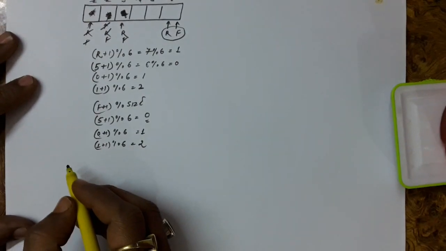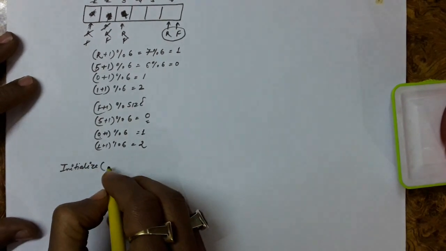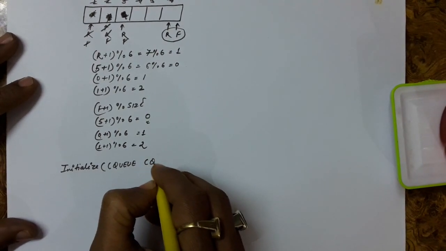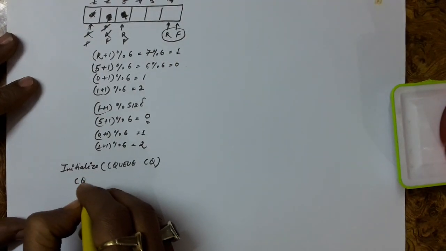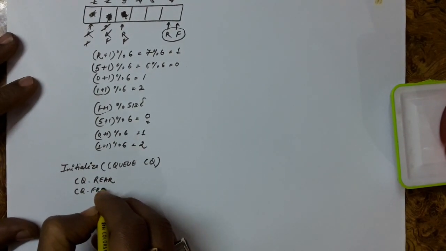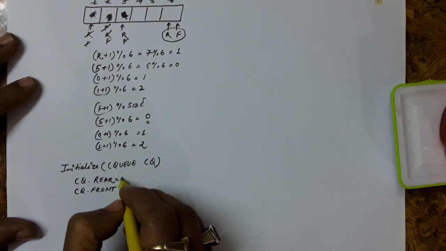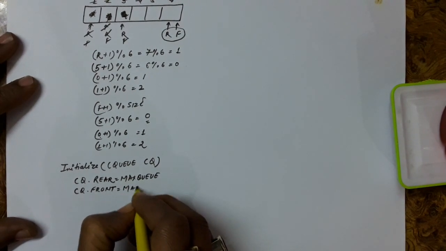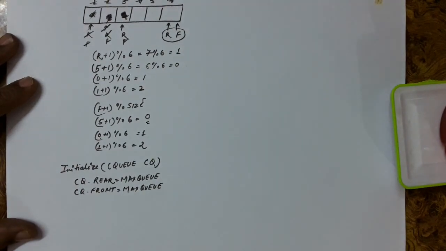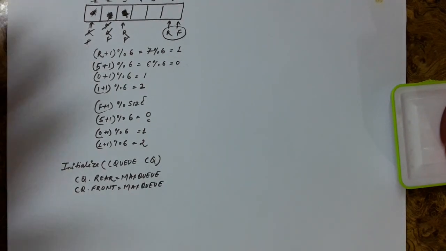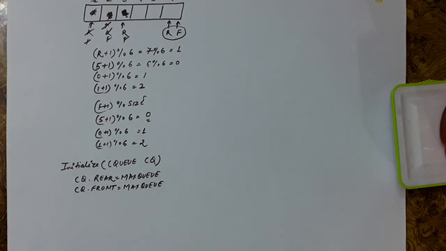The first operation that we are writing is the initialization. Let's say we are initializing a circular queue. Let's say CQ is the circular queue, and the rear and the front of the circular queue are both initialized at the maximum position. Let's say max queue is a position which tells us the size of the queue. Max queue is the last index. So we have initialized both front and rear at the last position.